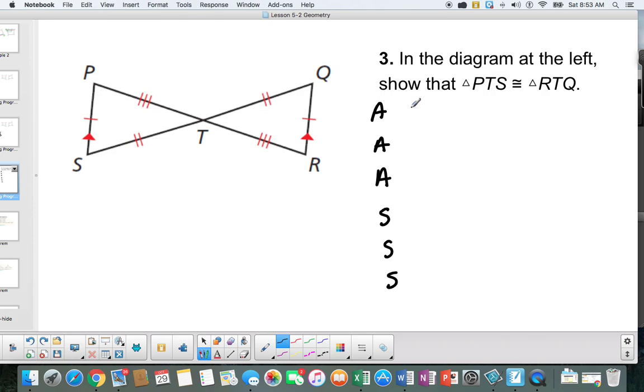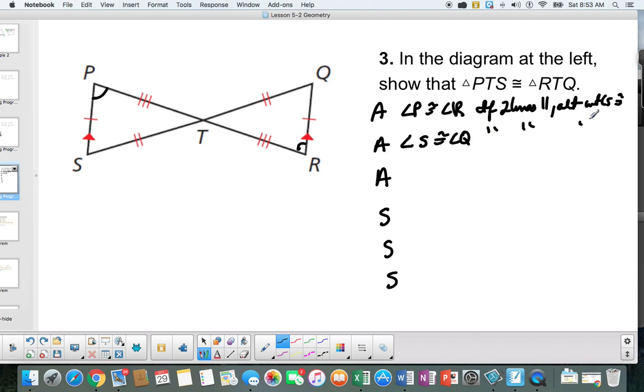Okay, so I need to show that angle P is congruent to angle R. Now let's see what's happening. Angle P and angle R. Well, I can see that's true because if 2 lines are parallel, alternate interior angles are congruent. And that's going to be true for S and Q. So angle S will be congruent to angle Q, and then this will be the same reason.